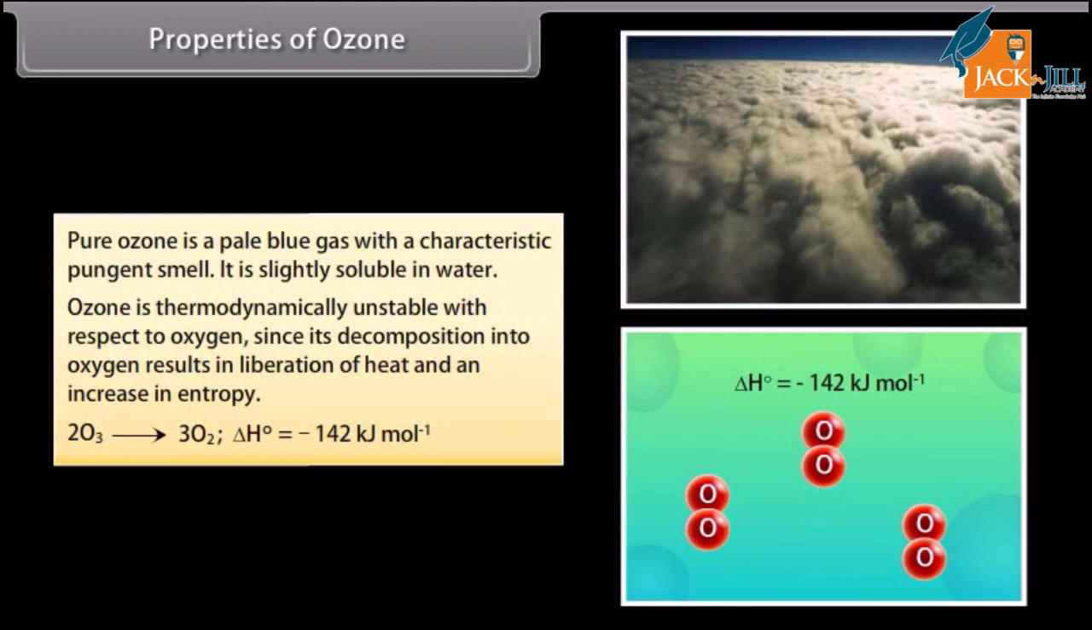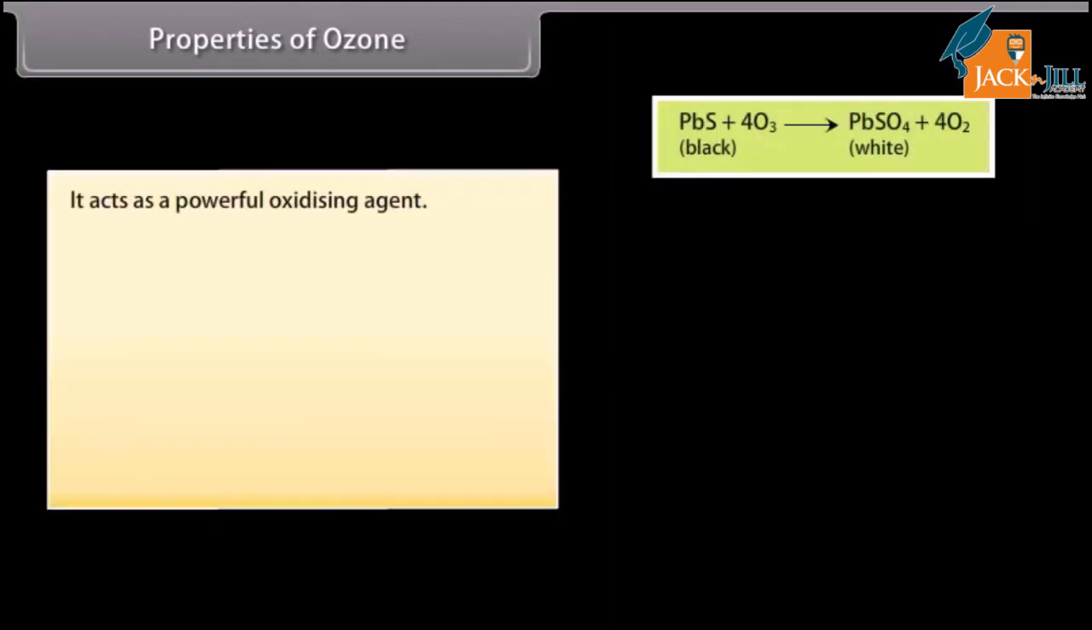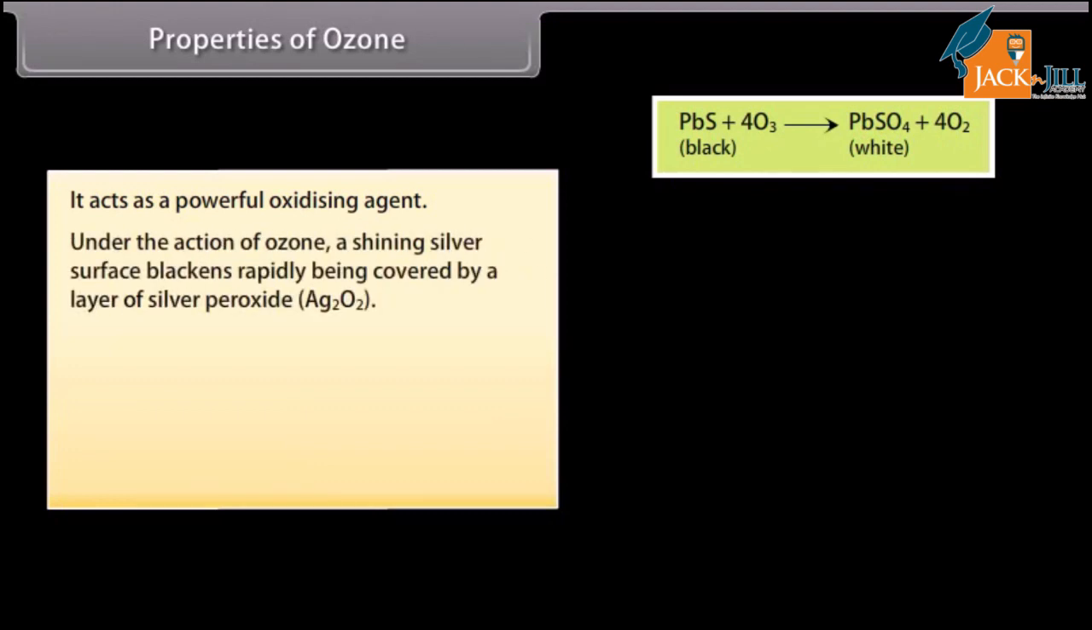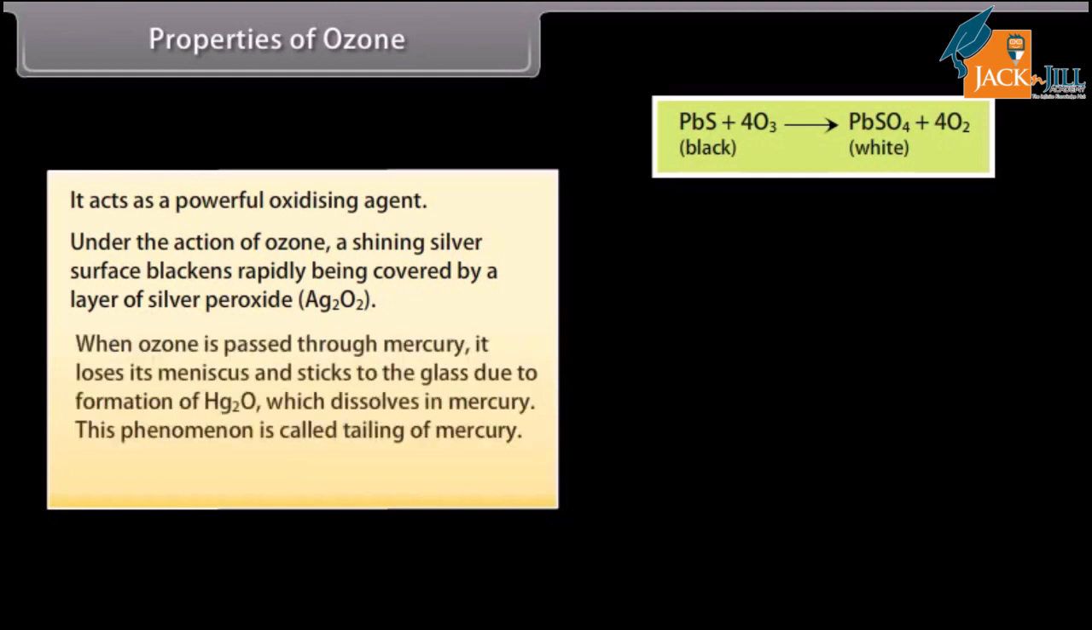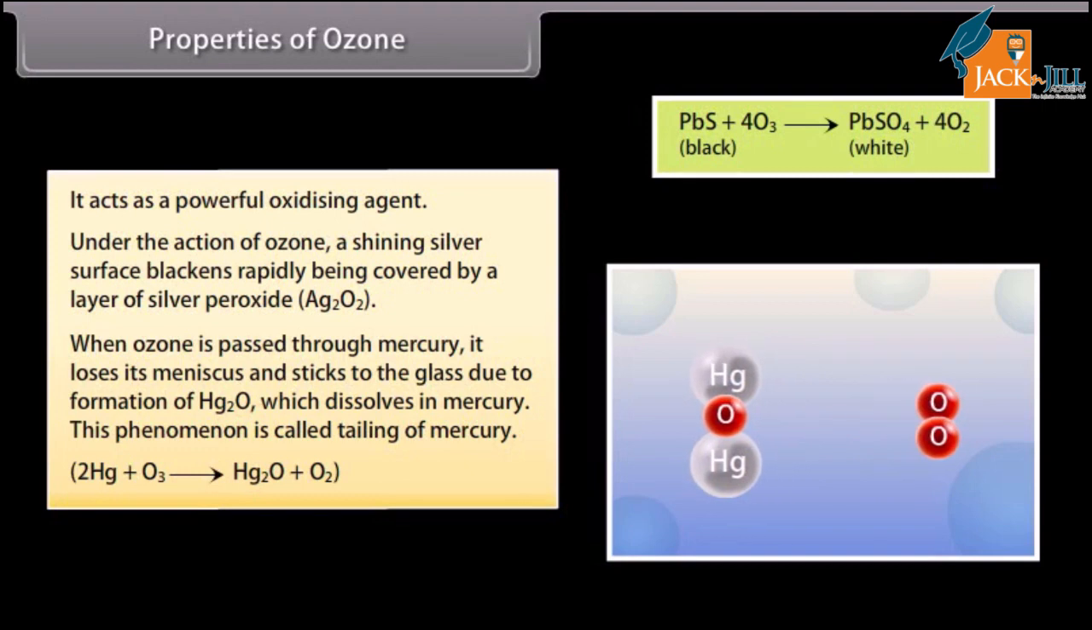Due to ease with which ozone can liberate an atom of oxygen, it acts as a powerful oxidizing agent. Under the action of ozone, a shining silver surface blackens rapidly, being covered by a layer of silver peroxide, Ag2O2. When ozone is passed through mercury, it loses its meniscus and sticks to the glass due to formation of Hg2O, which dissolves in mercury. This phenomenon is called tailing of mercury.